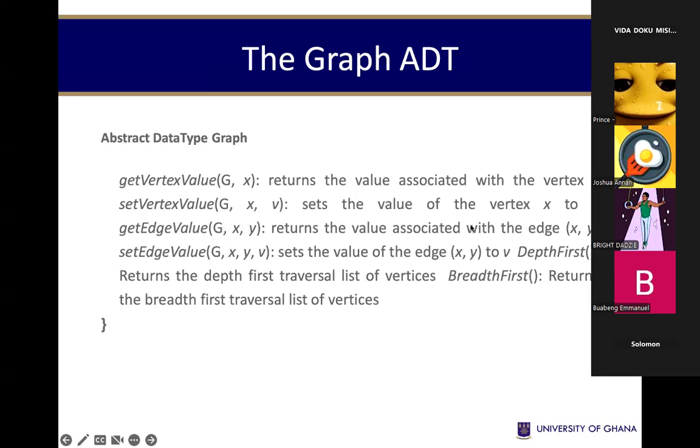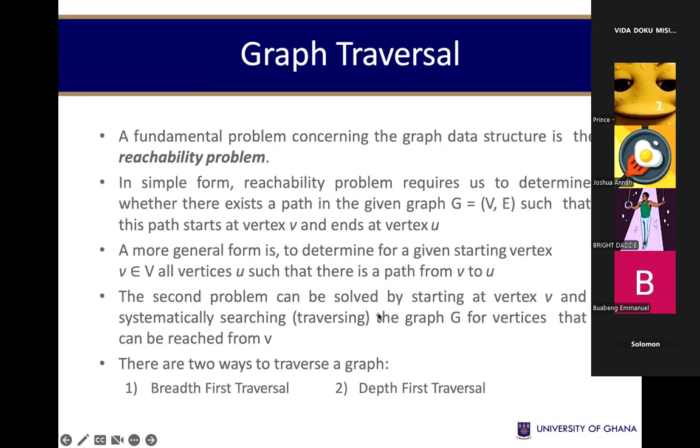Get edge value. So we're going to return the value associated with the edge XY. Then set edge value. I'm going to identify the edge XY and I'm going to identify a value to it, say V. Then the last ones have to do with depth first, which will return the depth first traversal, and breadth first, which will return the breadth first traversal. I'm going to look at it shortly with you.